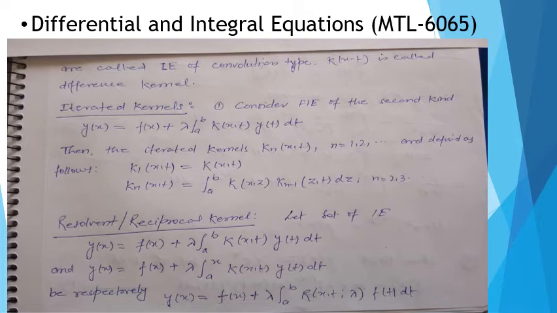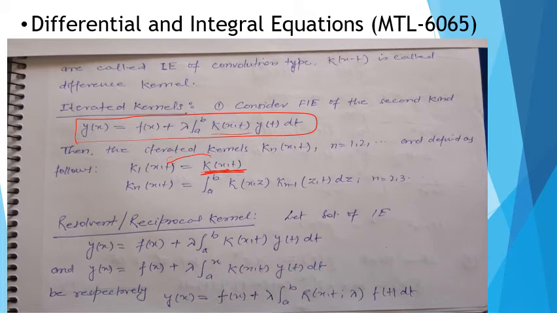Iterated kernel. What is an iterated kernel? Consider a Fredholm integral equation of the second kind: y(x) = f(x) + lambda integral a to b K(x,t) y(t) dt. Then how is K(x,t) known as iterated? Start with the iteration process. Whatever K(x,t) is given, write it as K1(x,t).